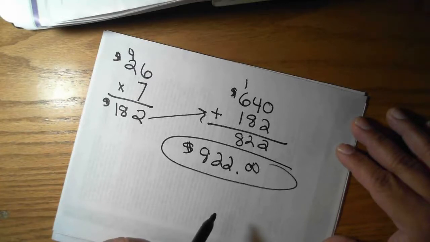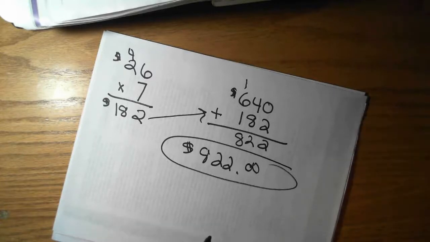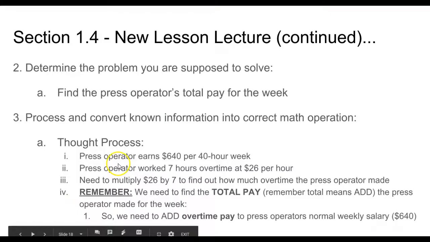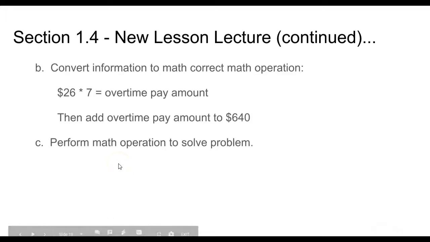$822 for that work week, including overtime. Let's go back to the lecture. Okay, so we see that we had to calculate the $26 per hour, and we had to repeat that 7 times in order to get the overtime pay amount of $182.